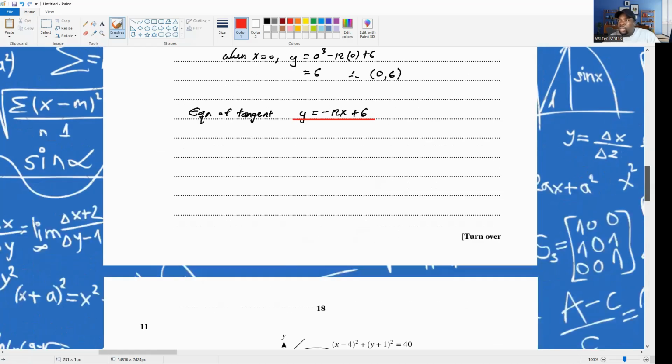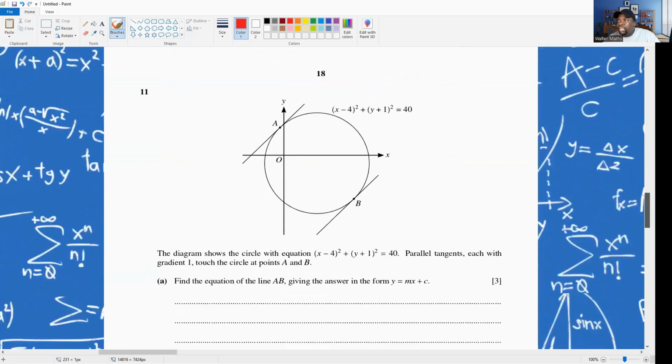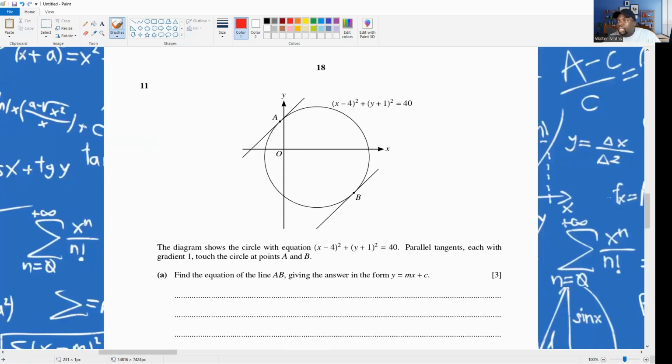All right, we need to move on to the very last question, which is number 11. On number 11, we have this diagram of a circle on a graph. Let's read what they are saying here. The diagram shows the circle with the equation (x minus 4) squared plus (y plus 1) squared equal to 40. Parallel tangents, each with gradient 1, touch the circle at points A and B. On part A, find the equation of the line AB, giving the answer in the form y is equal to mx plus c.